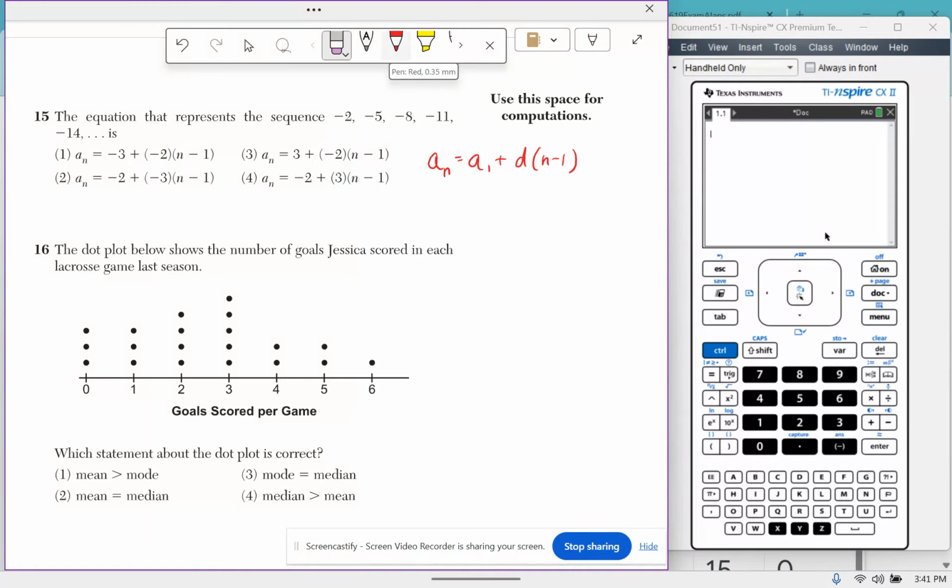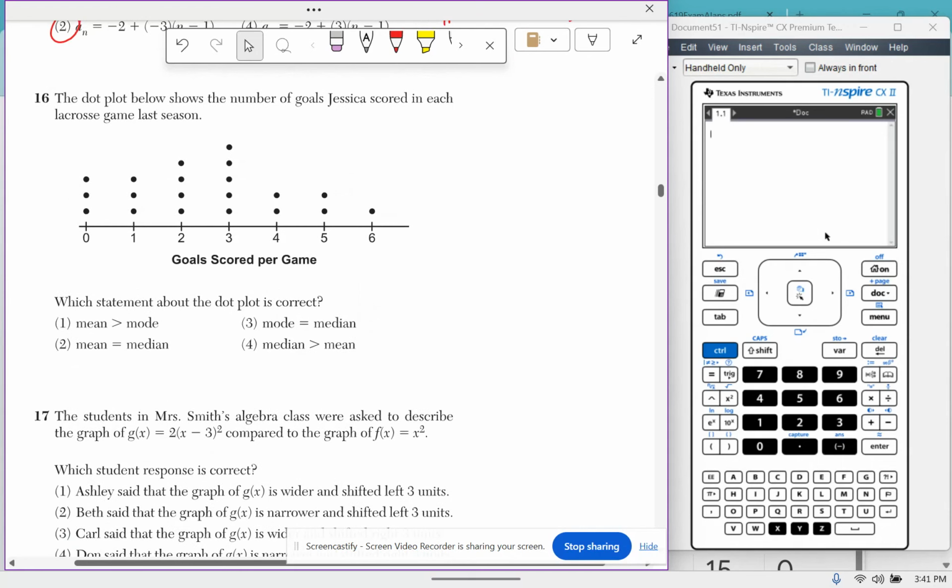So let's go ahead and find the common difference. To get from -2 to -5, I'm going to subtract 3. Let's just double check that that holds true for the second one too. To get from -5 to -8, do I subtract 3? I do. So the common difference is going to be -3. So I'm just going to pick the answer choice that has a common difference of -3, and that's choice 2.